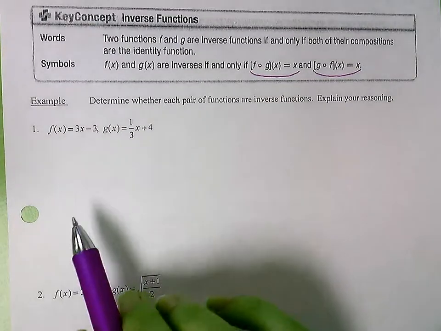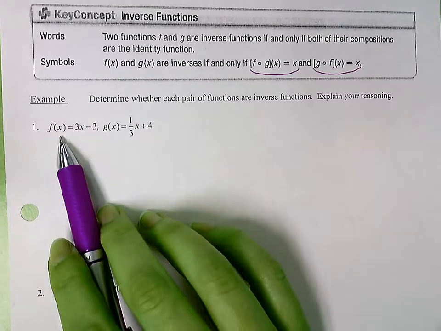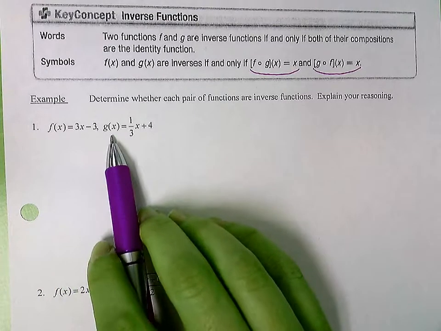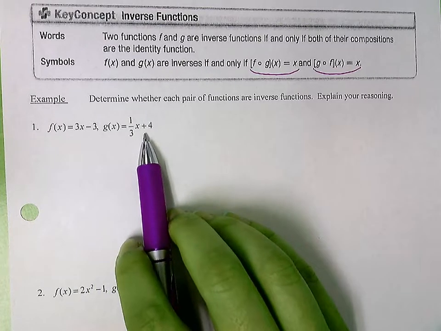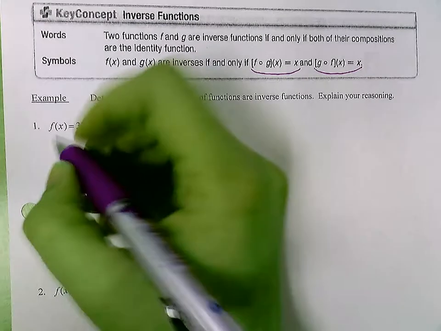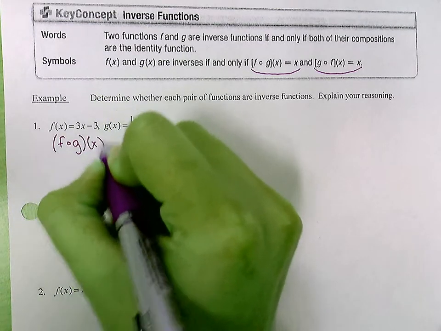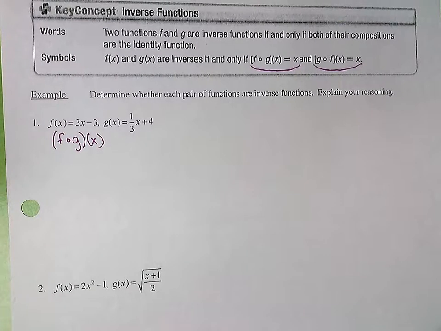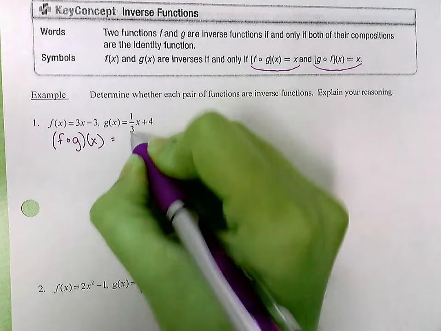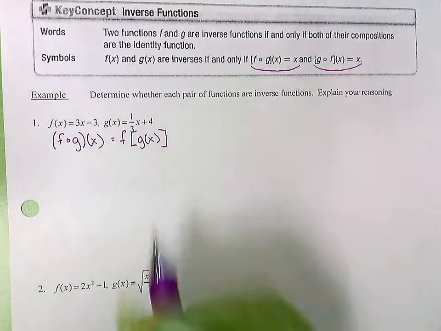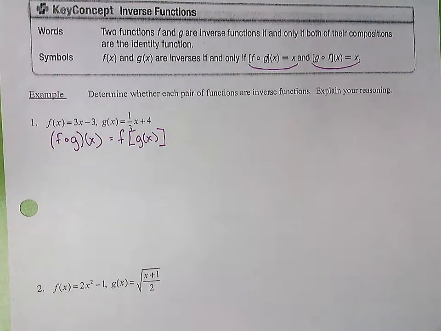So first one here, we have f of x equals 3x minus 3, and g of x equals 1/3 x plus 4. The first one I'm going to do is f of g of x. That's like saying I'm taking that g of x function and I'm going to plug it in for all of the x values in my f function.